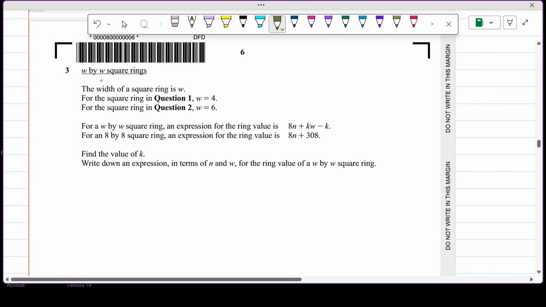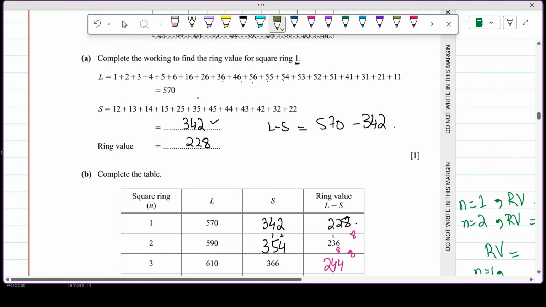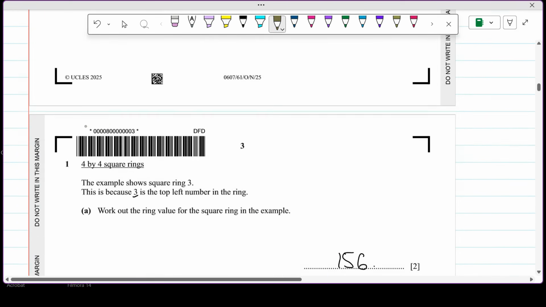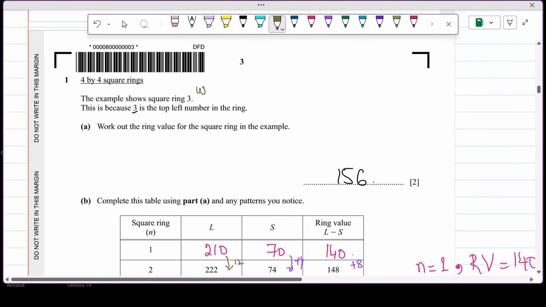Question number 3, W by W square ring. The width of the square ring is W. For the square ring in question 1, the width was 4. For the square ring in question 2, the width was 6. Okay, you can see that when we have the 6 by 6 square, width is 6. Similarly, when we were dealing with a 4 by 4 square, the width was 4.